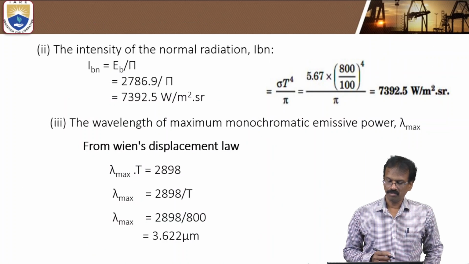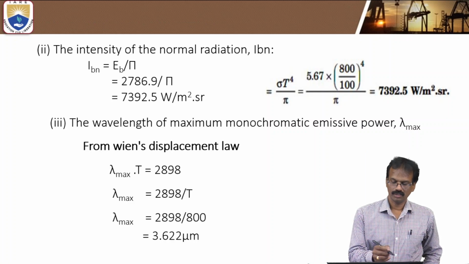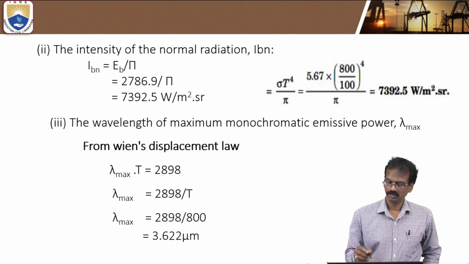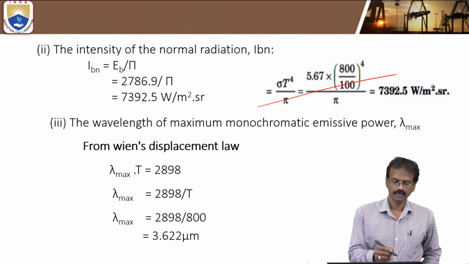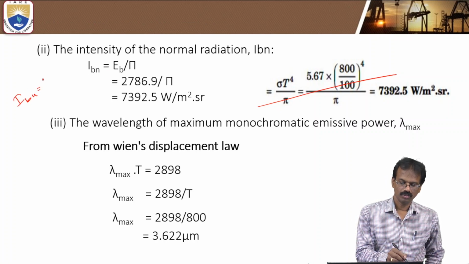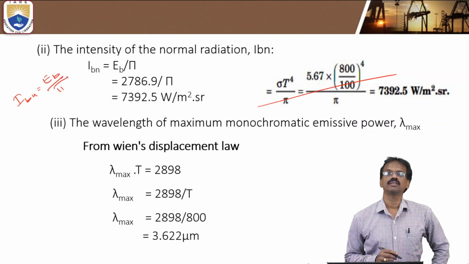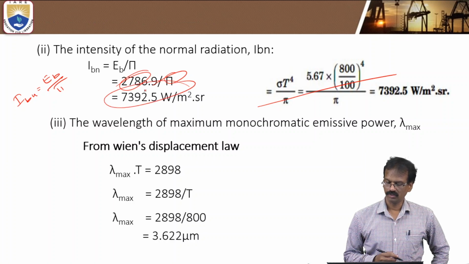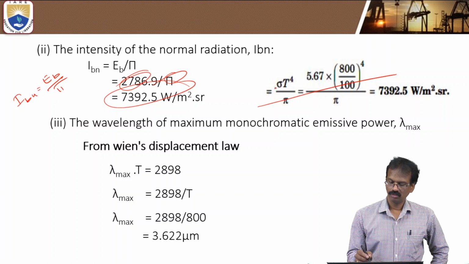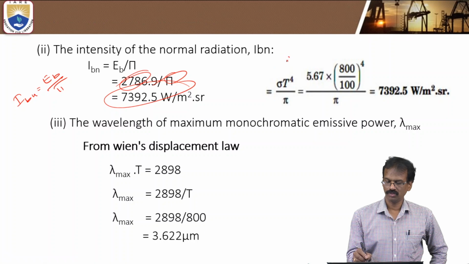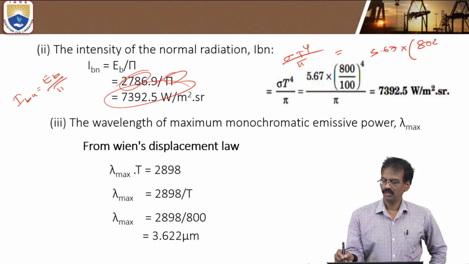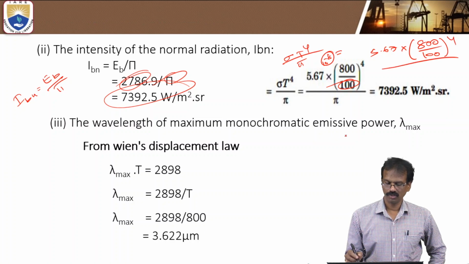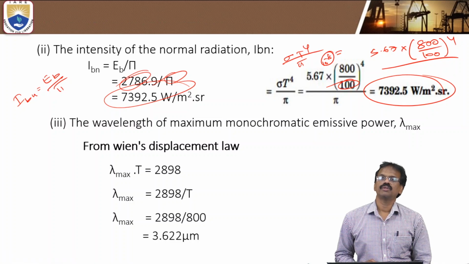Next we will see the intensity of normal radiation. This is the formula: the intensity I_bn is equal to the total emissive power upon pi. The total emissive power is 2786.9, divided by pi, and this is the value you will get. Otherwise, you can take the emissive power as sigma T to the power of 4 by pi, that is 5.67 into 800 by 100 to the power of 4, divided by pi. If you solve this, you will get the intensity of normal radiation.